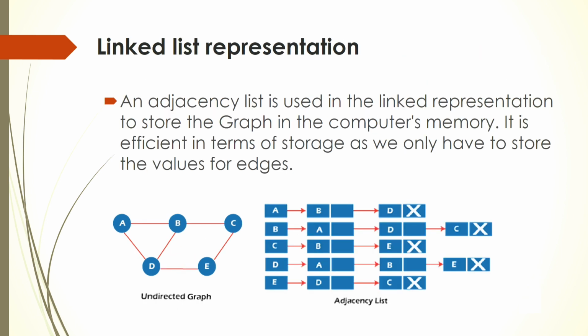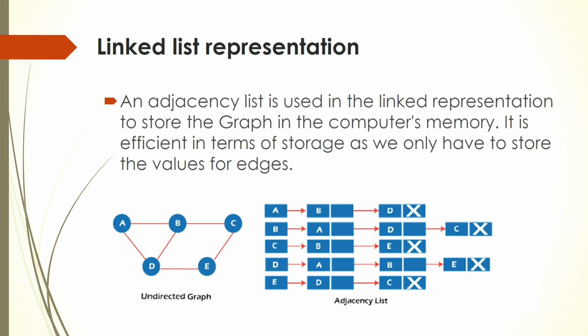Now coming to the linked list representation. The adjacency list is used in the linked representation to store the graph in the computer's memory. It is efficient in terms of storage as we only have to store the values of edges. So in this figure we can see there is a linked list, or adjacency list, for every node of the graph. From vertex A there are paths to vertex B and vertex D. These nodes are linked to node A in the given adjacency list.